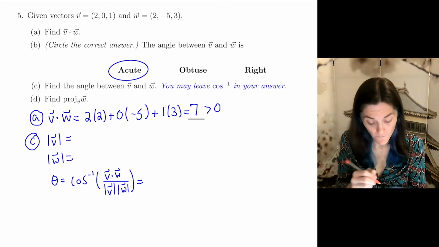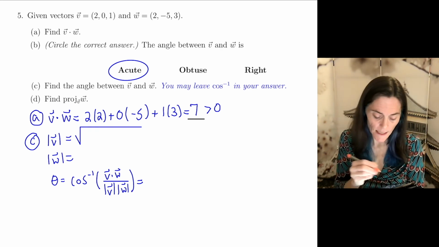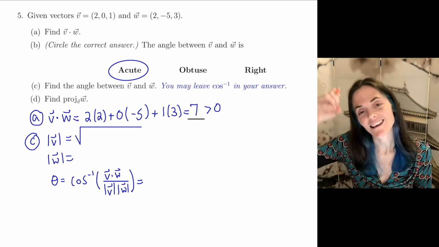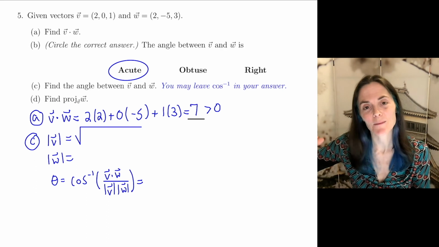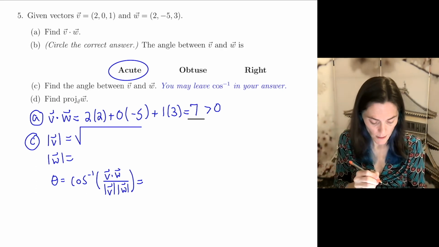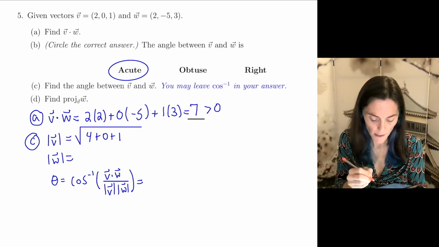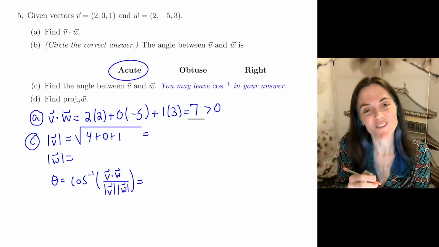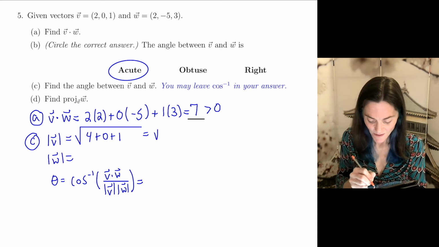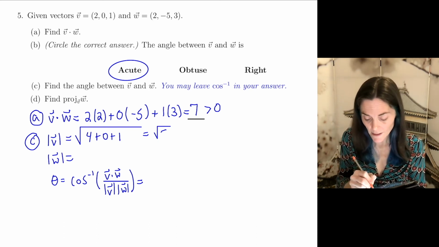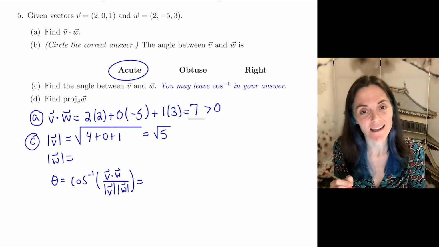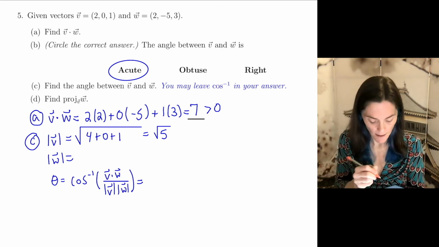Okay, the length of V, just like we saw in the last example in R2, we take and square each component, add them up, and then we take a square root. So this is 4 plus 0 plus 1. The length of V is the square root of 5. Once again, leave it like this. You don't want to type that into your calculator and get an approximation.